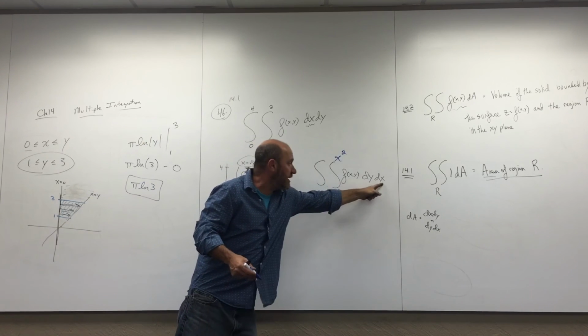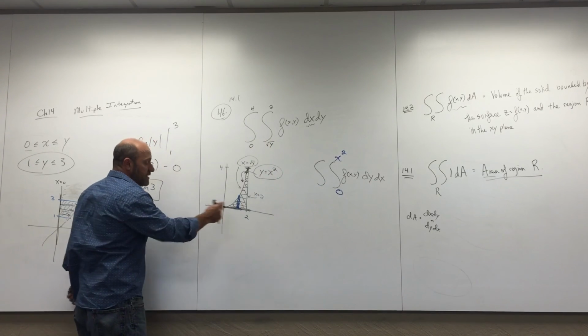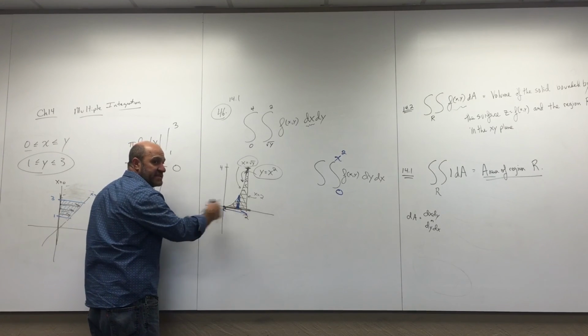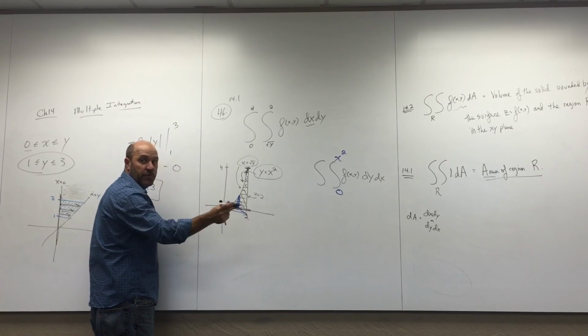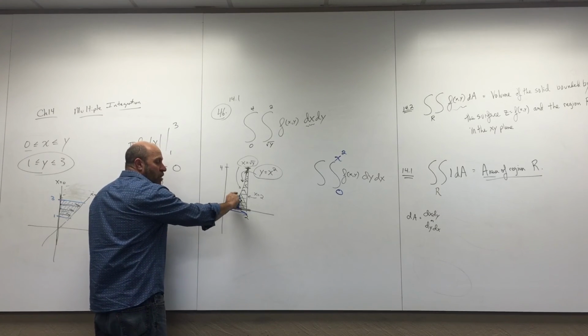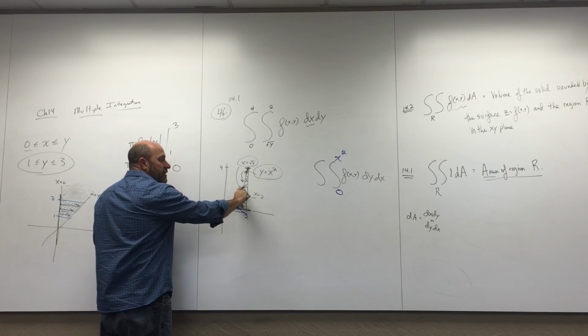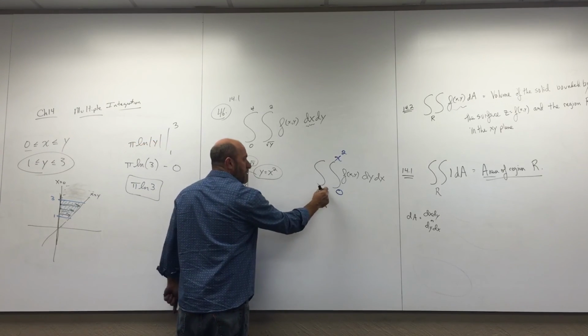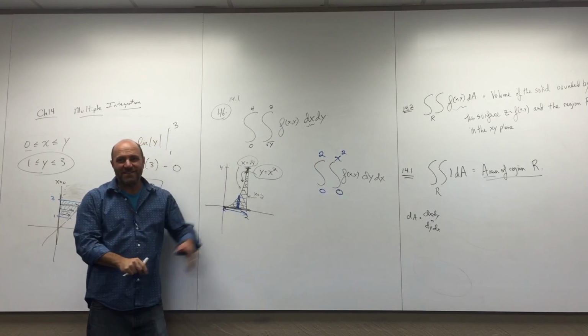What should x do? x is last. x should go 0 to 2, just 0 to 2. See, whoever's last is easy. You've already got the arbitrariness of this stick here, and now you just want to move that stick from 0 to 2.